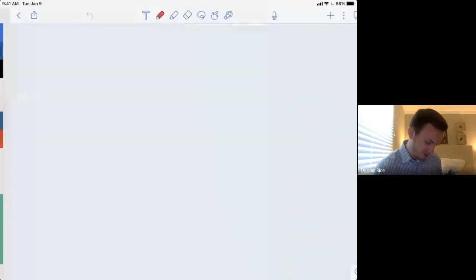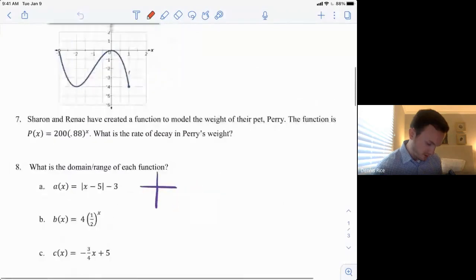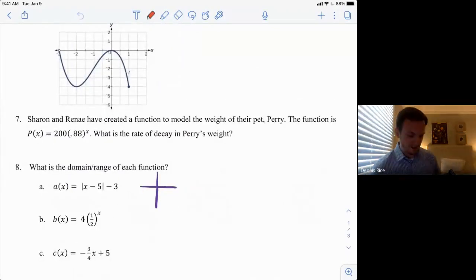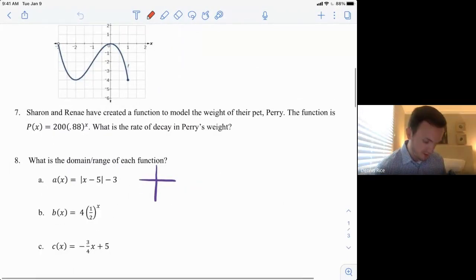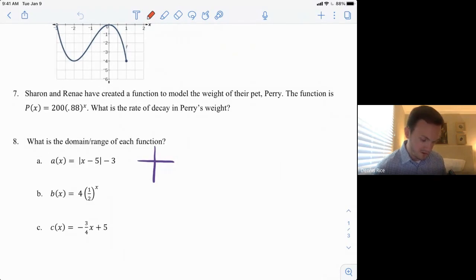All right, number 7, Maximus and a few others, Natalie asked about number 7. Let's check out number 7 first. We'll talk about it, and then a quick question. Okay, rate of decay. Sharon and Renee, they were students in my magnet last year, create a function to model the weight of their pet Perry. The function is p of x equals 200 times 0.88 to the x power. What is the rate of decay?